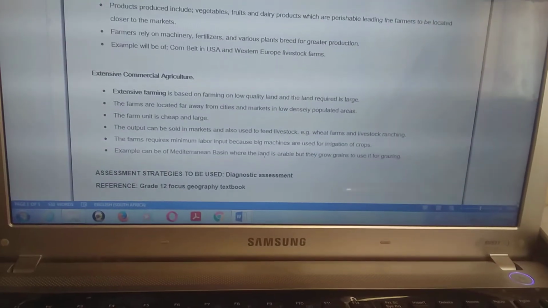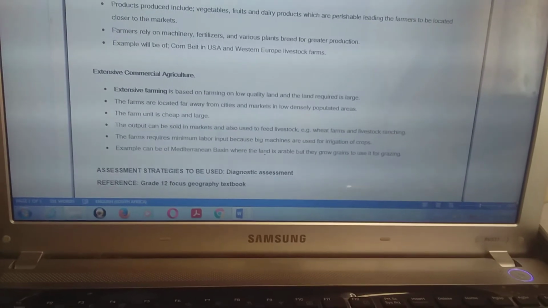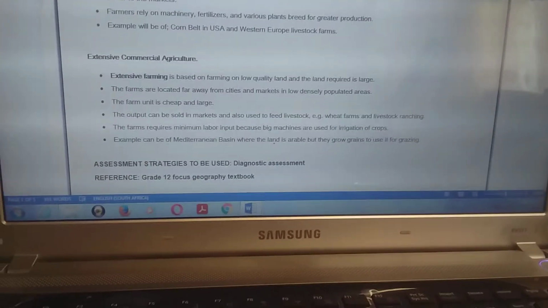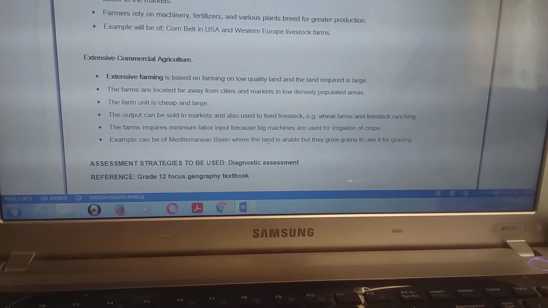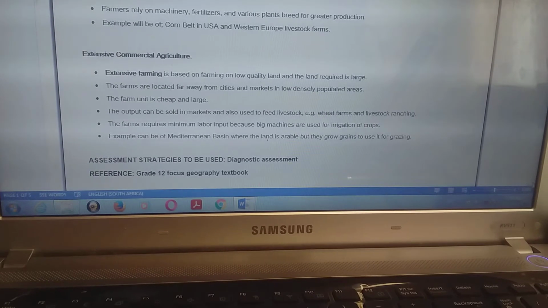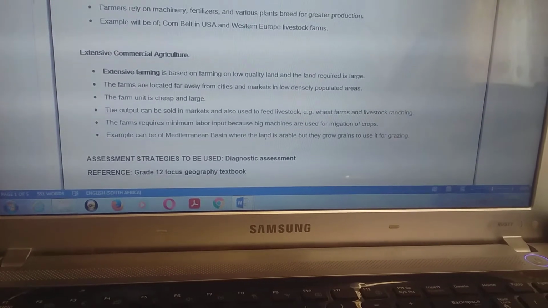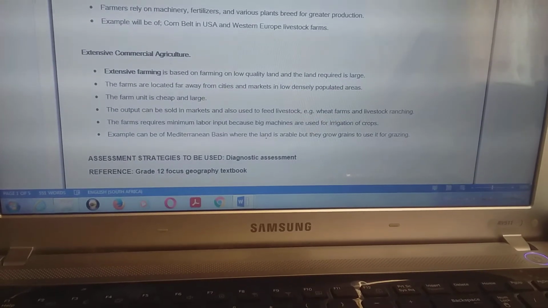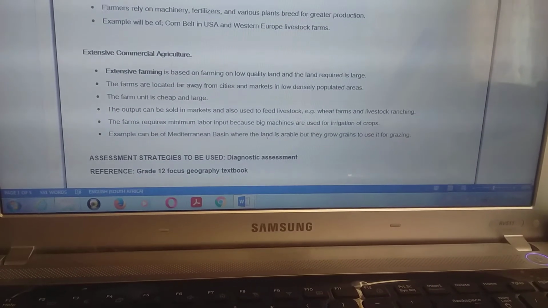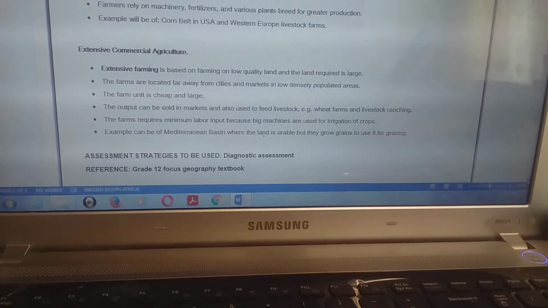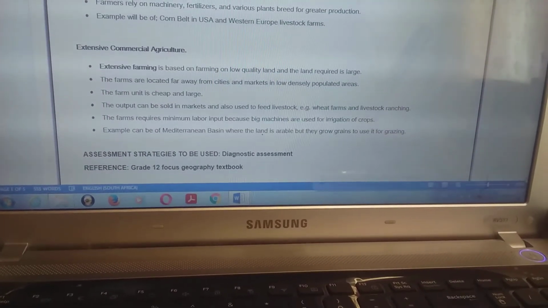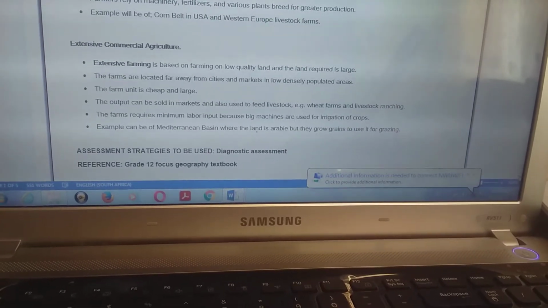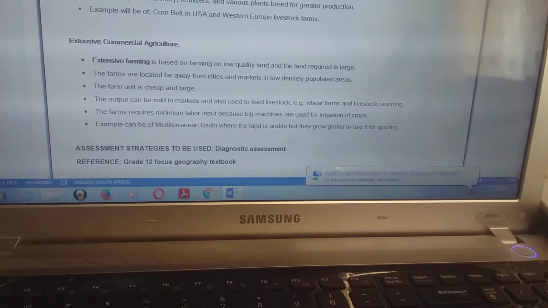Extensive commercial agriculture is based on farming on low quality land, and the land required is large. The farms are located far away from cities and markets, in low densely populated areas. The farm unit is cheap and large. The output can be sold in the market and also used to feed livestock. For example, wheat farms and livestock ranching.